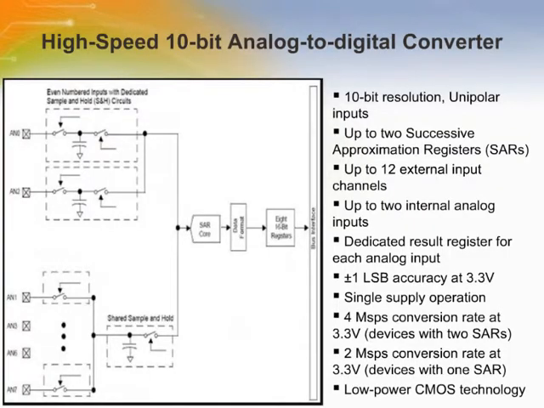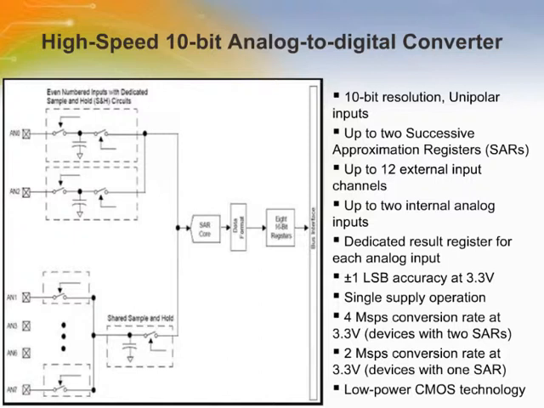The high-speed 10-bit analog-to-digital converter module is designed to support power conversion applications when used with a high-speed pulse width modulation module. The analog-to-digital converter may have 1 or 2 successive approximation register modules, depending on the device variant. If 2 successive approximation registers are present on a device, 2 conversions can be processed at a time, yielding 4 megasamples per second. If only 1 successive approximation register is present on a device, only 1 conversion can be processed at a time, yielding a 2 megasamples per second conversion rate.